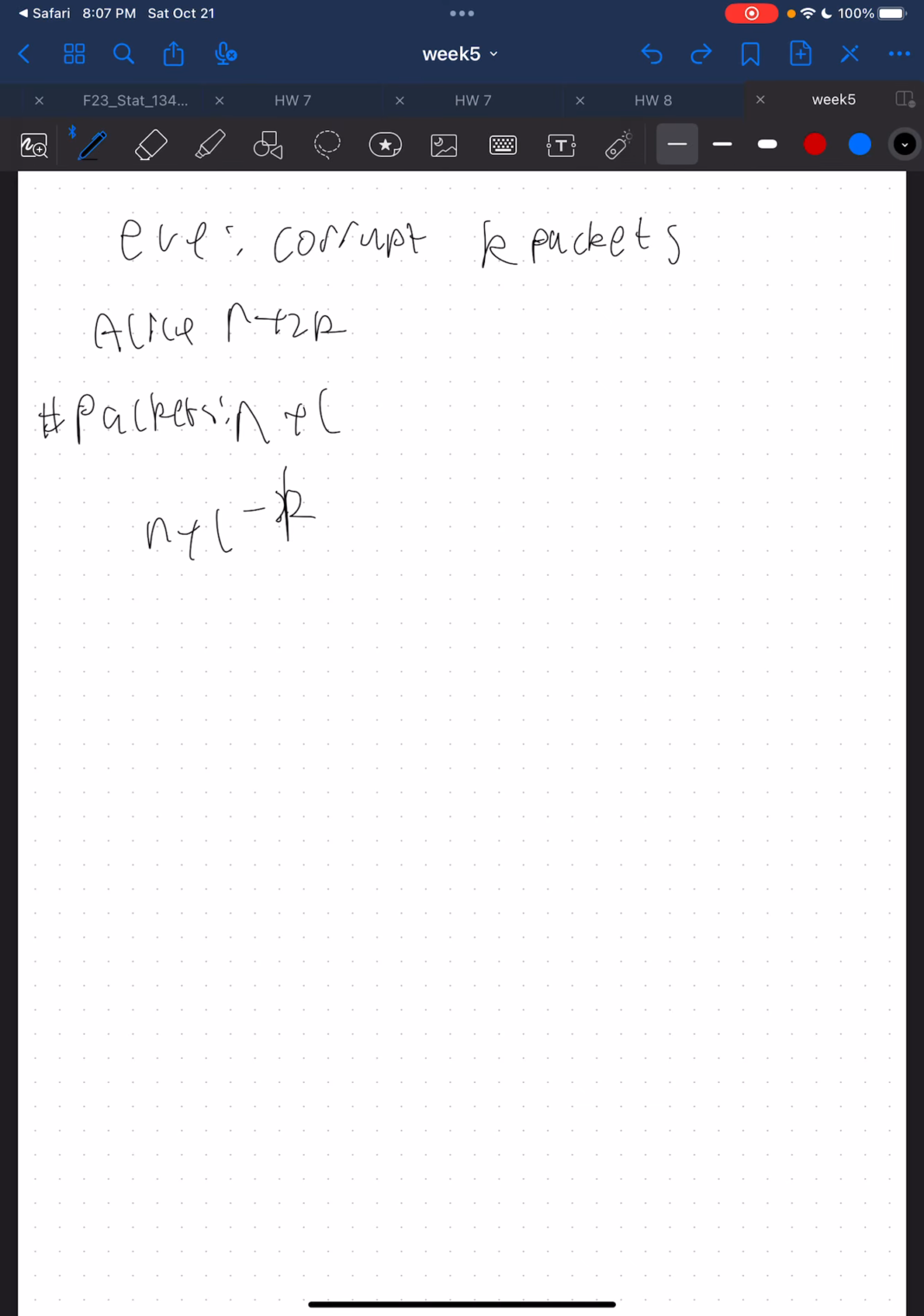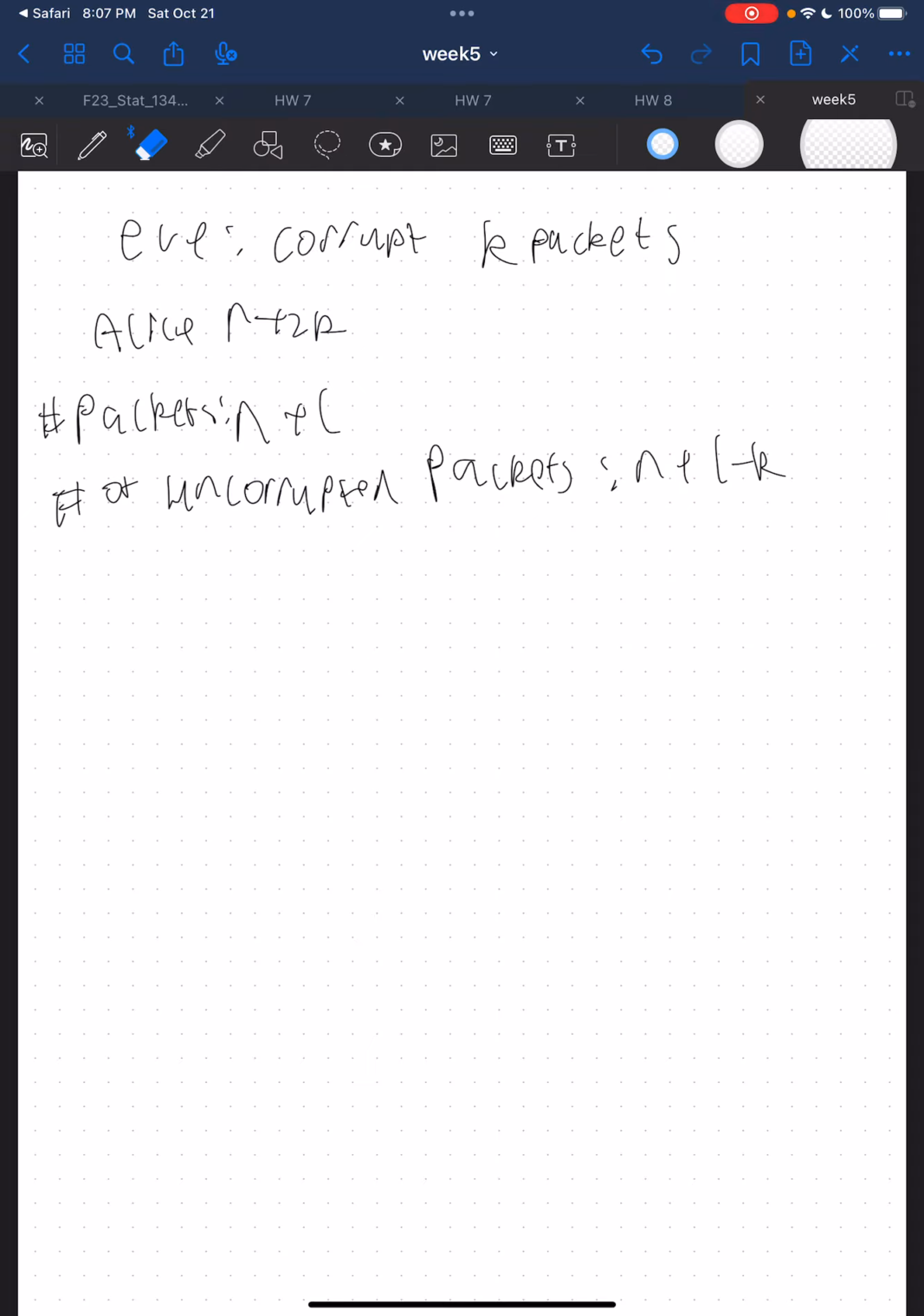The number of uncorrupted packets will be n plus L minus k, because k packets are corrupted. So this is what Bob will look for. He will look for these n plus L minus k uncorrupted packets and determine a polynomial from them. But Bob doesn't know which packets are corrupted or not.